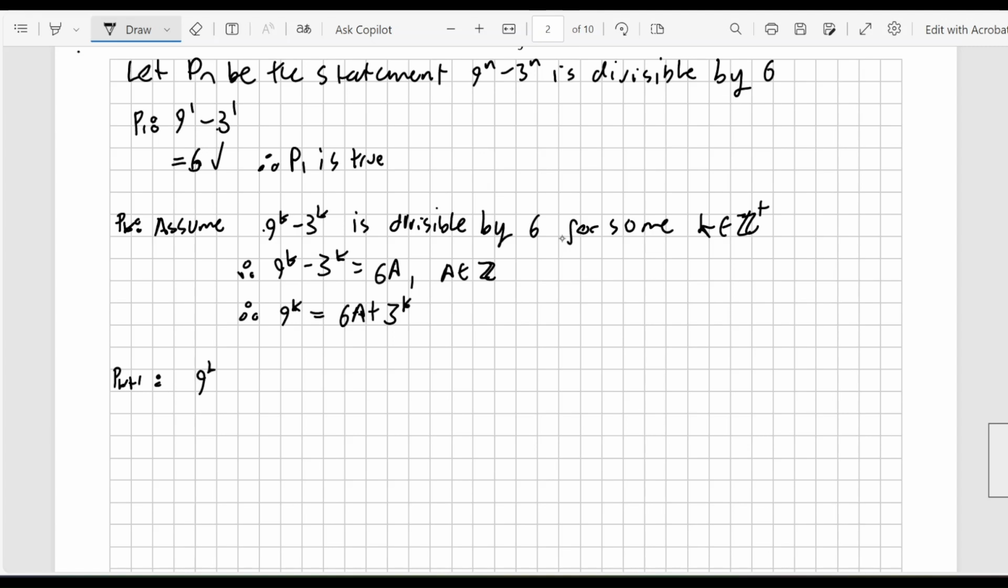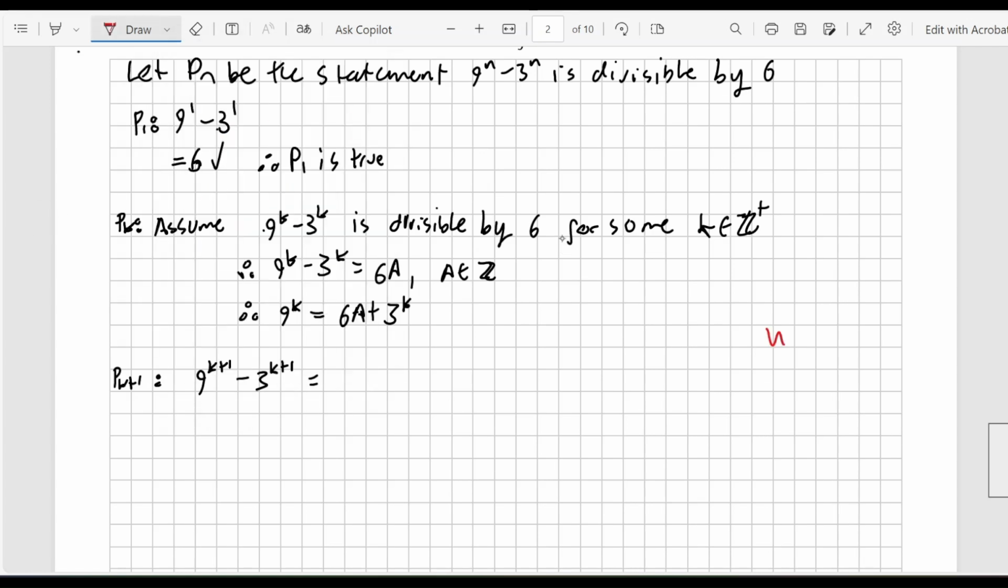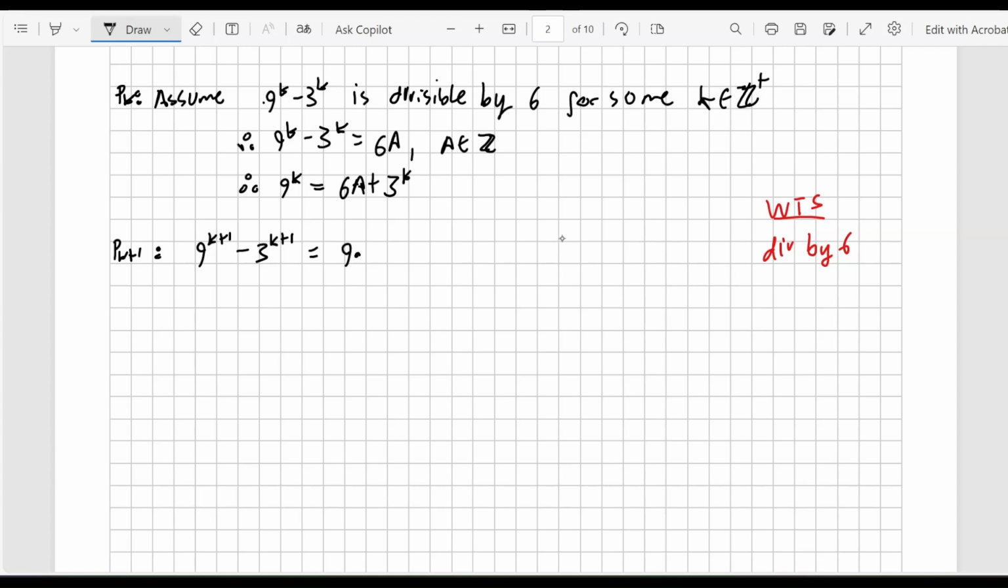All right, now that we've got that, we can do Pk plus 1. So we're going to be looking at 9 to the k plus 1 take 3 to the k plus 1. Now, we don't normally do a want to show for a division proof, but I will just do it here to make it extra clear. We want to show that it is divisible by 6. That's our goal. So let's see if we can do that. We can split this up into 9 lots of 9 to the k, take 3 lots of 3 to the k. This is using our index laws. This is 9 lots of 6a plus 3 to the k, take 3 lots of 3 to the k. So this is using star.